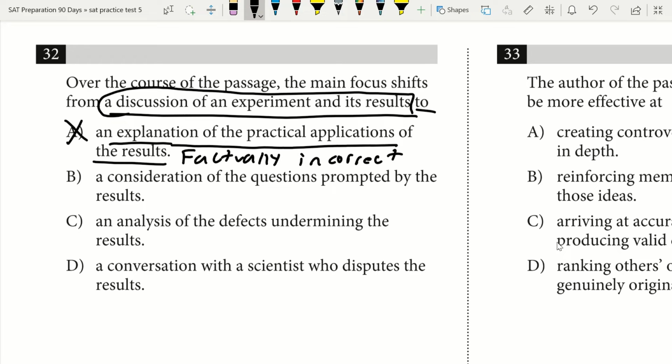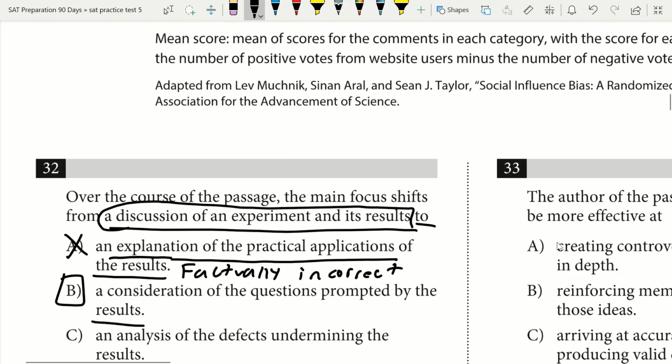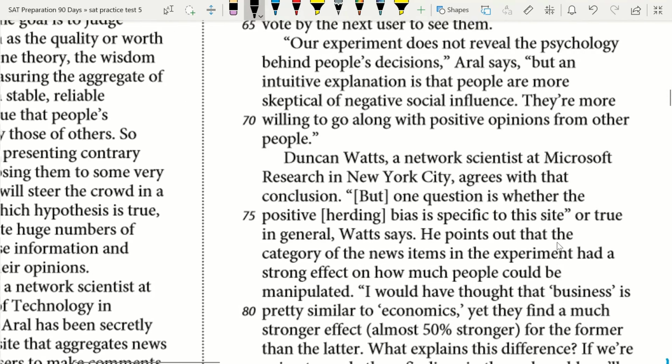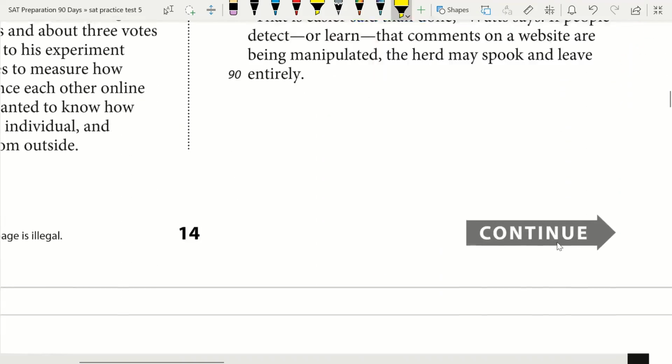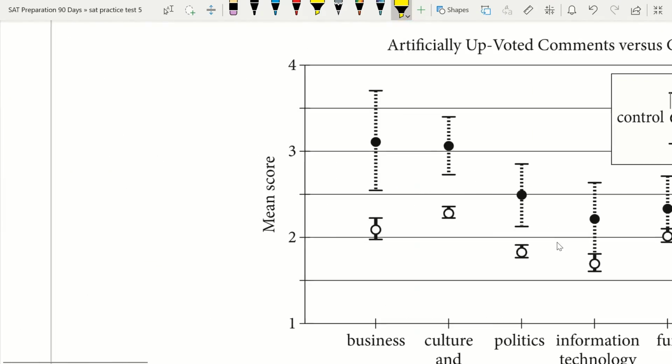Now, if we look at B, a consideration of the questions prompted by the results, that's going to be our correct answer. I can quickly show you those questions prompted by the results that we finish with. We see we have the questions. One question is whether the positive herding, I'll go ahead and highlight it, is whether the positive herding bias is specific to this site or true in general. Watts says, he points out the experiment. He talks about economics being a much stronger effect. He asks what explains the difference. So we're really exploring these questions after that. So B is going to be our correct answer there.